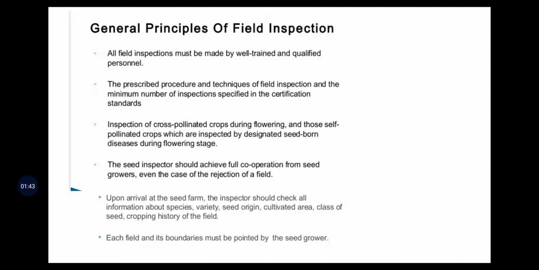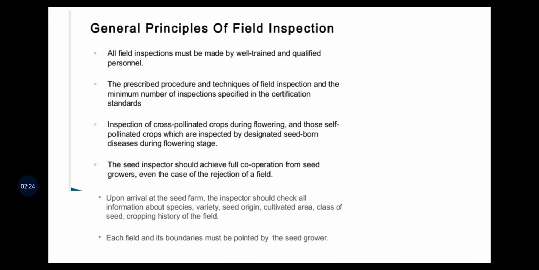The general principles of seed inspection are: all field inspections must be made by well trained and qualified personnel. That means a graduate or a person who is specialized in a particular subject, mainly in breeding or seed science and technology, or for disease and pest they may be an entomologist or pathologist, required to inspect the fields for a particular component. But generally when the seed certification officers are recruited, they will be graduates of the particular disciplines which are required.